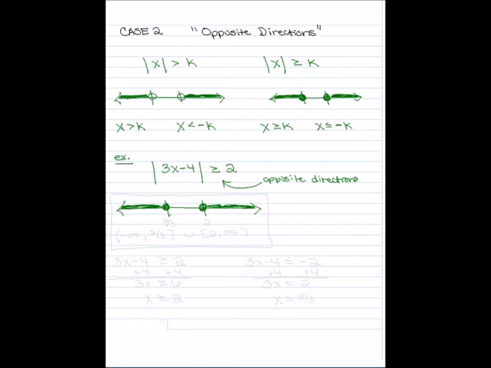Now because I have two intervals here, I'm going to have two inequalities. So the first time I write it, I'm just going to write it the way it looks, just dropping the absolute value symbols. Then the next time that I write it, I have the inequality flipped and I put negative 2. So notice the two inequalities that I have here.